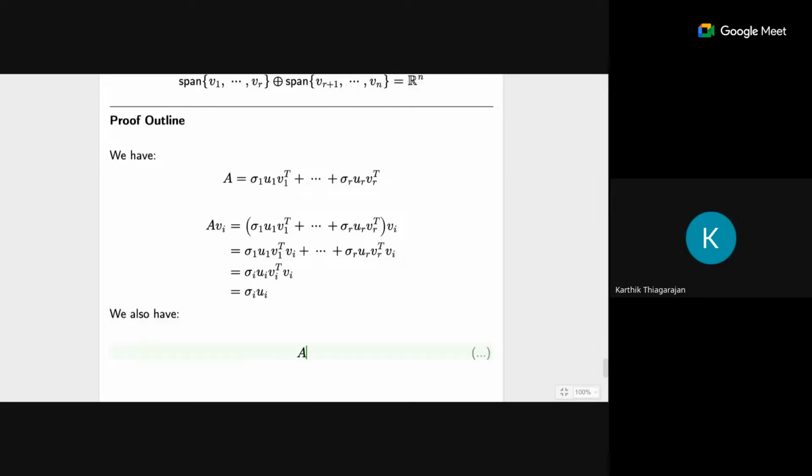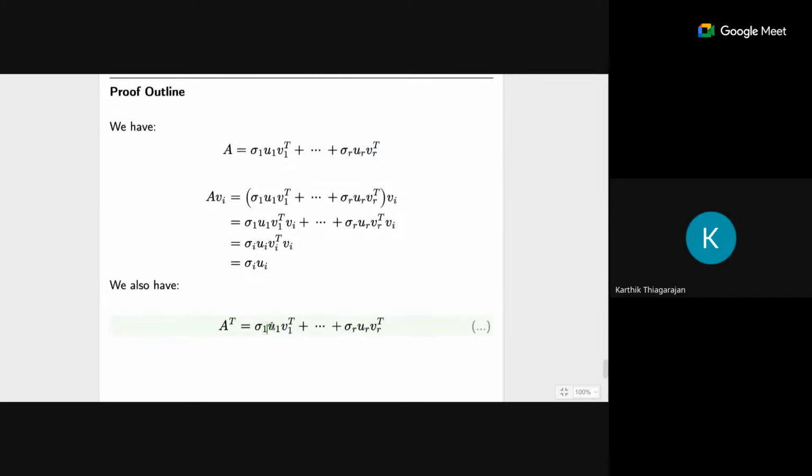Notice A transpose. What can you say about A transpose? It will become U_i V_i transpose. It is V_i U_i transpose, right? Remember that this is a matrix, so you swap the order and do transpose. So it will become V_1 U_1 transpose, and so on up to V_r U_r transpose.